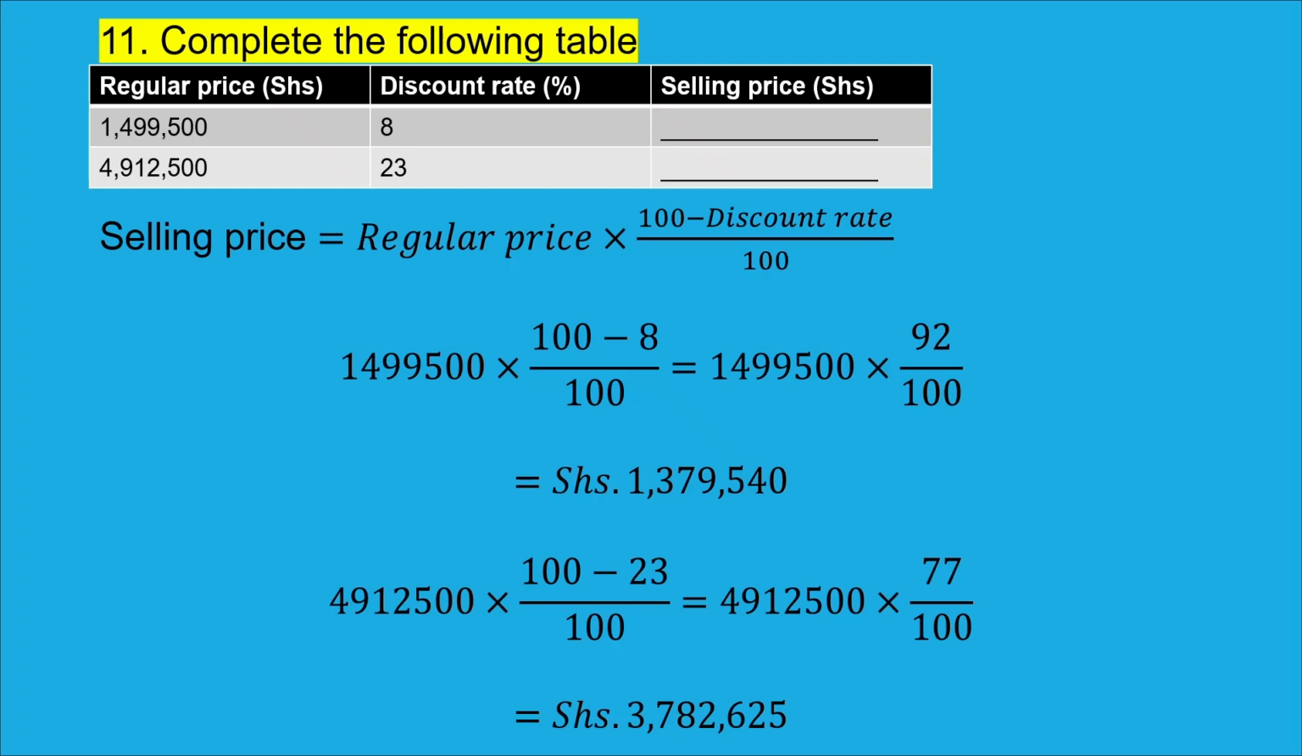Then simplify further for the second part. You have 23 as the rate. You substitute in the rate and the amount, and finally you have 3,782,625.